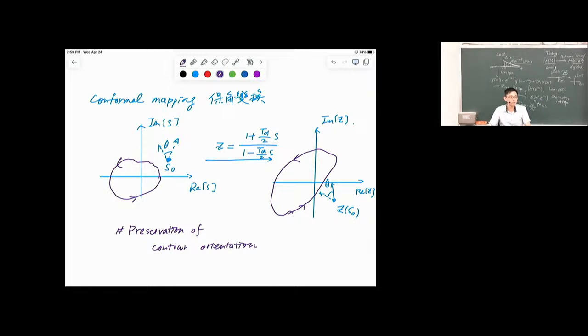Counterclockwise stays counterclockwise, clockwise stays clockwise, it won't change. Because if it changed, it would not satisfy the Cauchy-Riemann equations, probably. If you think about it. And further, what's inside stays inside. So what's inside the contour stays inside when we perform conformal mapping using an analytic function. Yeah?